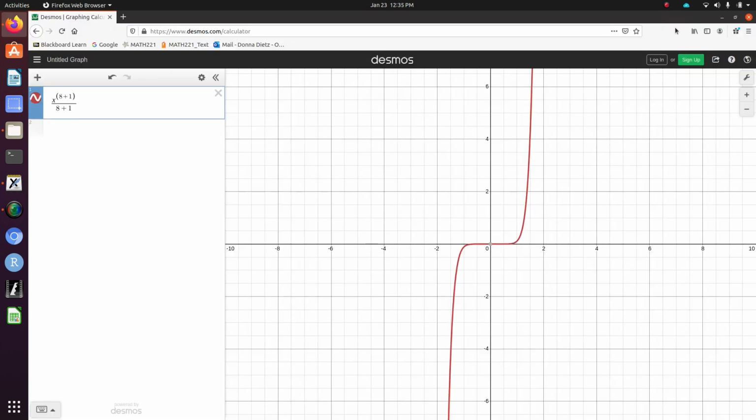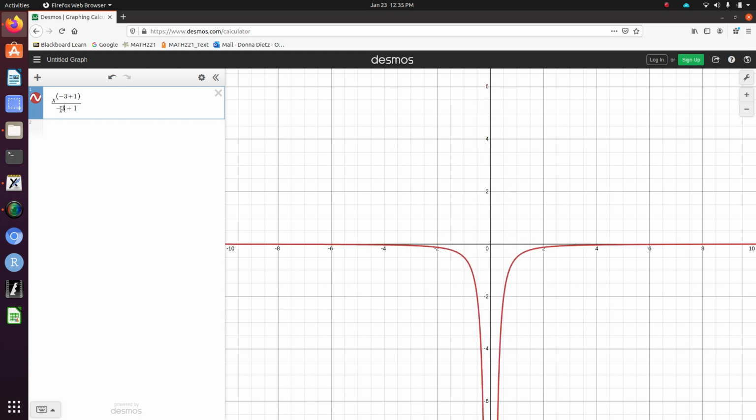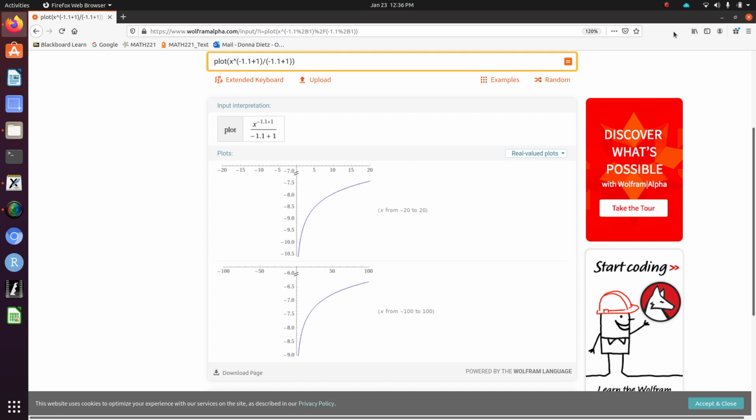I'm starting with 8, and I'm going to work my way down and see what these things look like, working down to negative 1. I could try putting a negative 3 here, and that's one example. What happens if I put negative 1.1? I can't put a 1 in here. Well, I guess Desmos won't do that, so maybe I should try Wolfram. Wolfram doesn't have the problem that Desmos does. So what happens if we put some zeros in here?